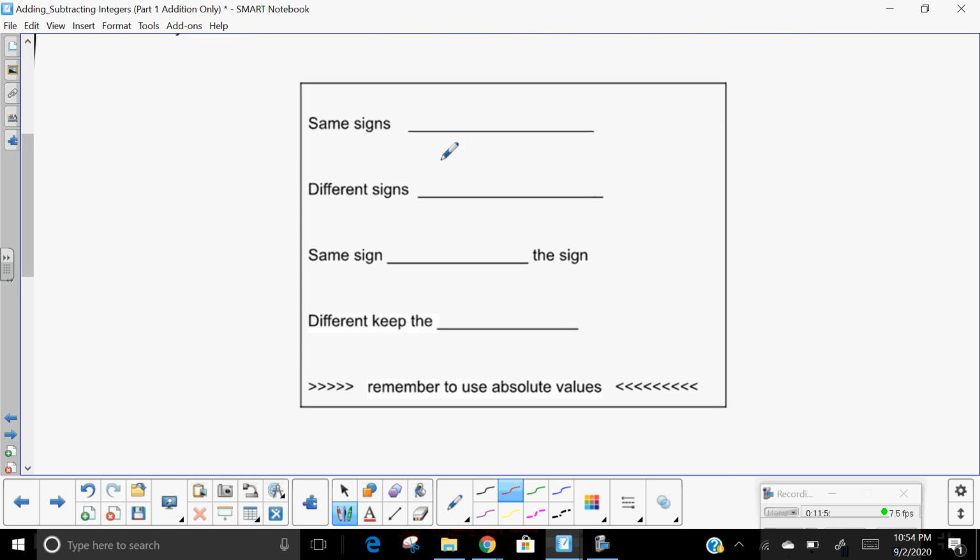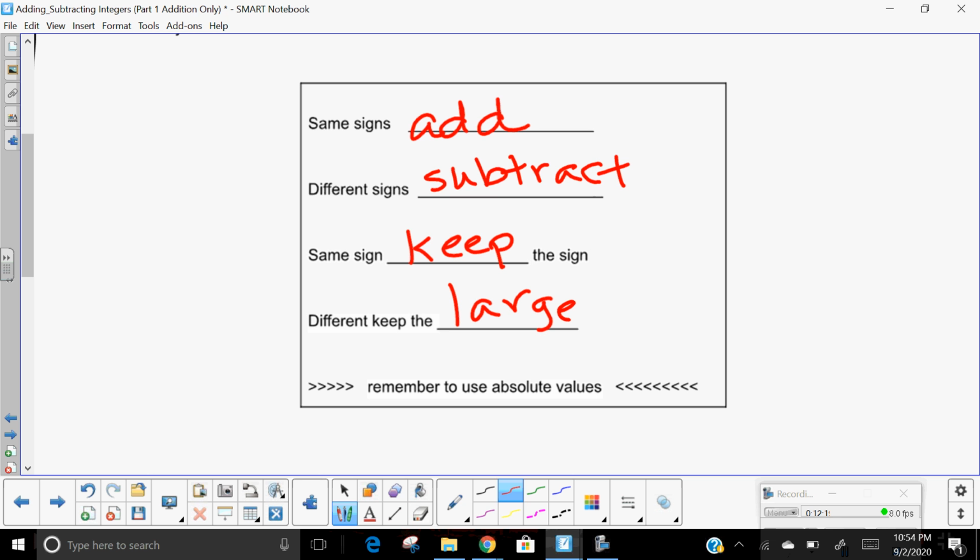So let's sing the song again. Same signs what? Add, different signs subtract, same sign keep the sign, different keep the larger. Okay, now when we do this adding and subtracting, remember we're using the absolute values of those numbers. Okay, so again, same signs add, different signs subtract, same sign keep the sign, different keep the larger.